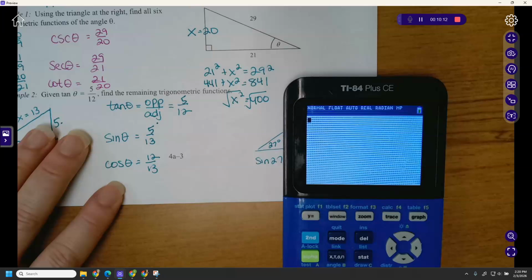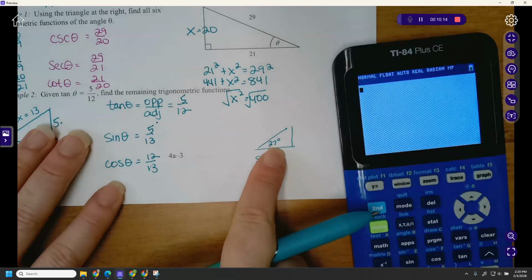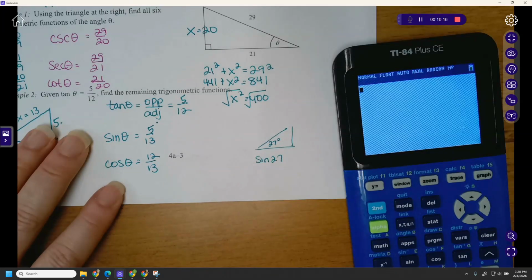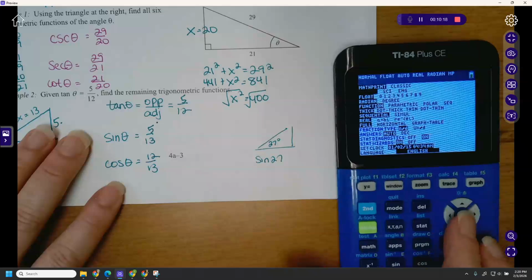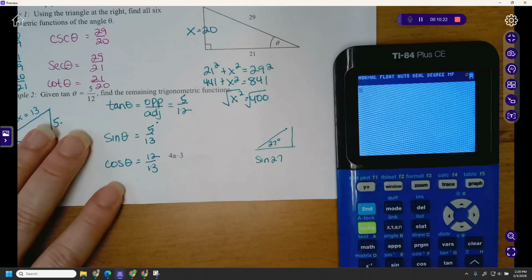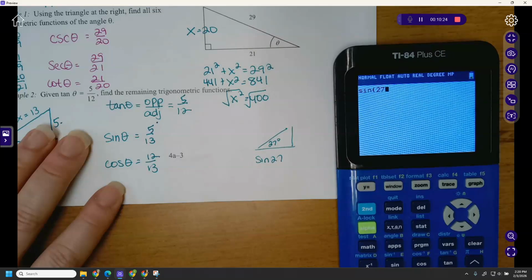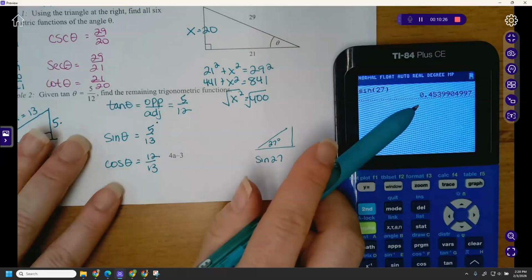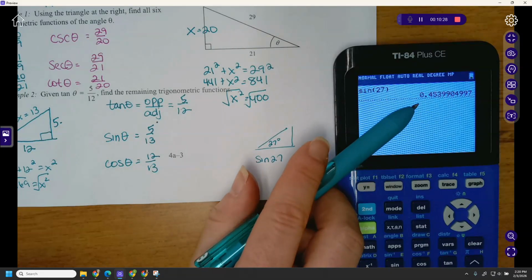You just make sure, first of all, is this degree or radians? Degrees. So you would want to make sure you're in degree mode. So you go to mode, make sure you're in degree mode. And then you would say the sine of 27, and that's the ratio of the opposite over hypotenuse. It's going to give it to you rounded.